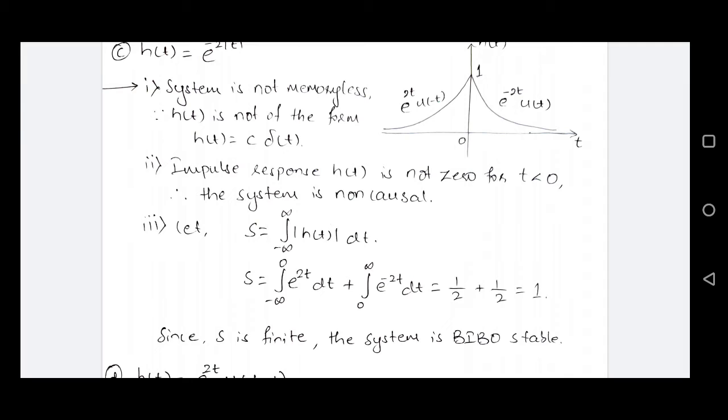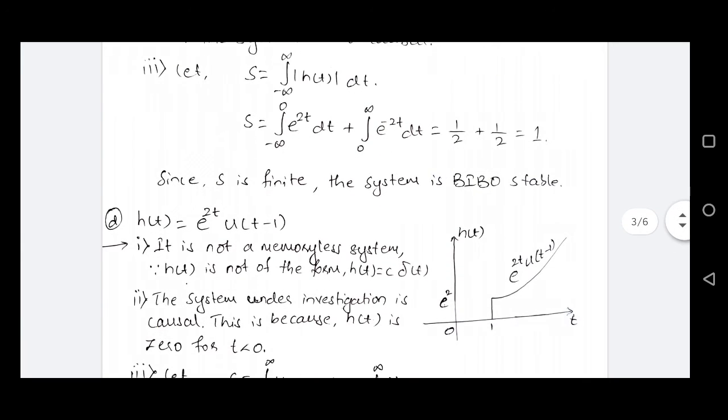So the value of the integral of the impulse response is 1, which is a finite value. Therefore, the system is bounded input, bounded output stable. That means the impulse response is absolutely integrable, of finite value. If we apply a bounded input, and the system produces a bounded output, then the system is a stable system.